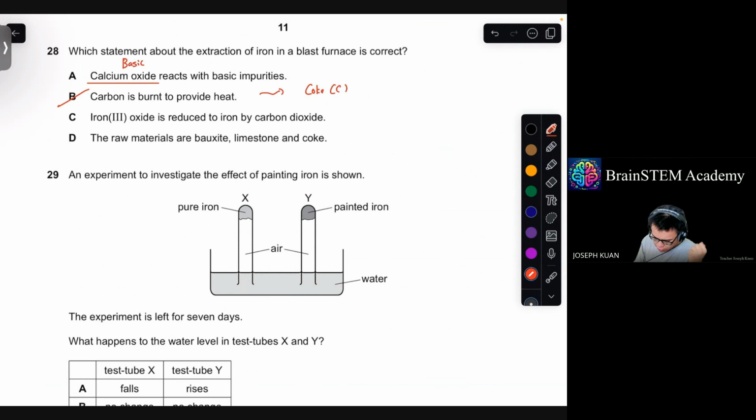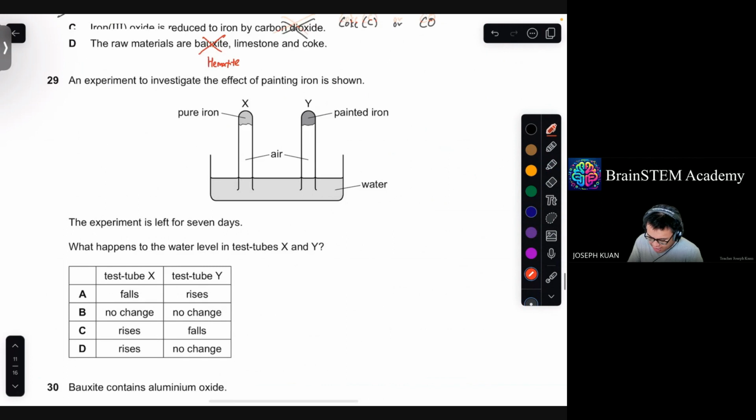Right? C, iron 3 oxide is reduced to iron by carbon dioxide. No, that's actually by carbon, coke, or carbon monoxide. Because carbon dioxide is already stable, it won't be able to take any more oxygen from iron 3 oxides. D, the raw materials are bauxite, limestone, and coke. No, not bauxite. Bauxite is the ore of aluminium oxide. So it should be hematite. So the answer is B.